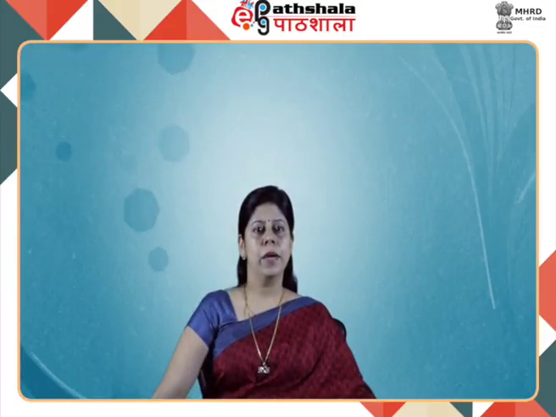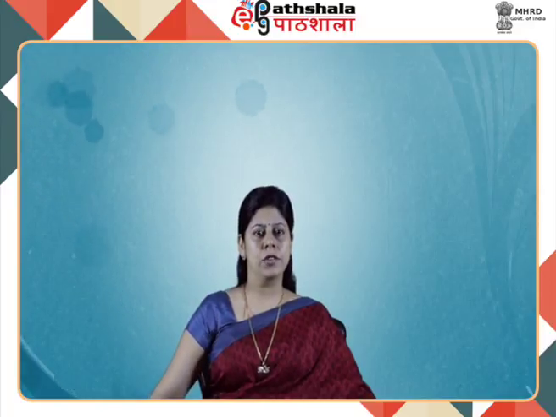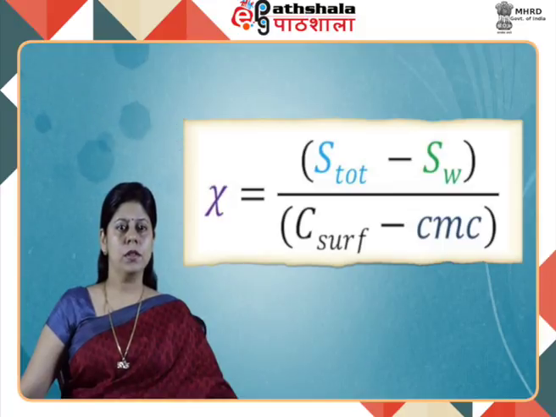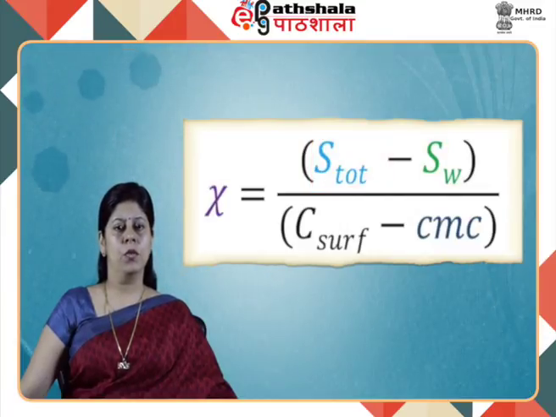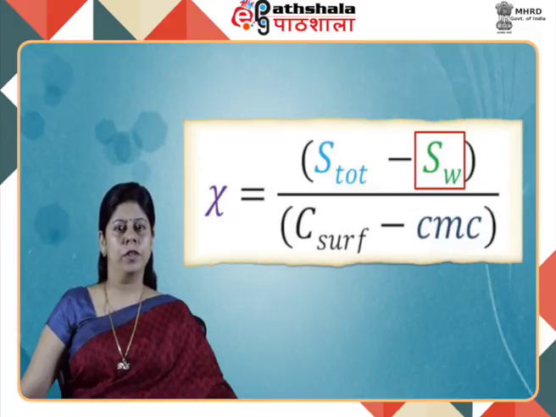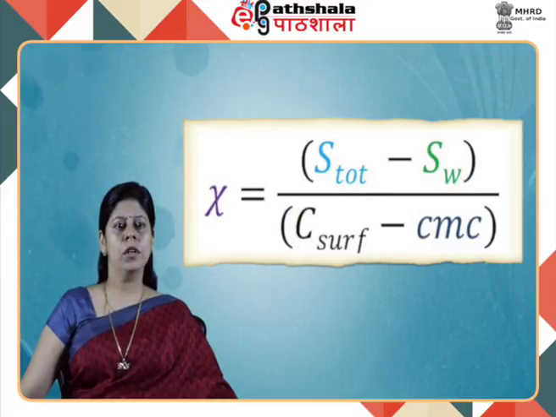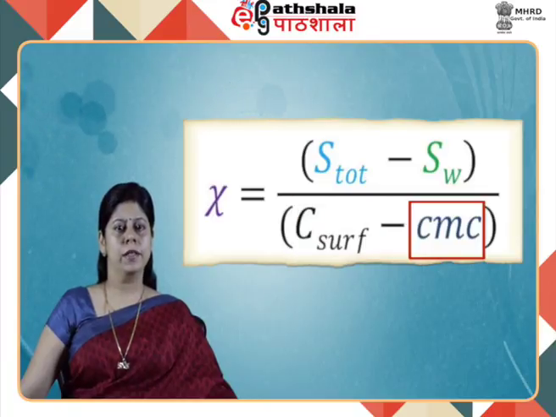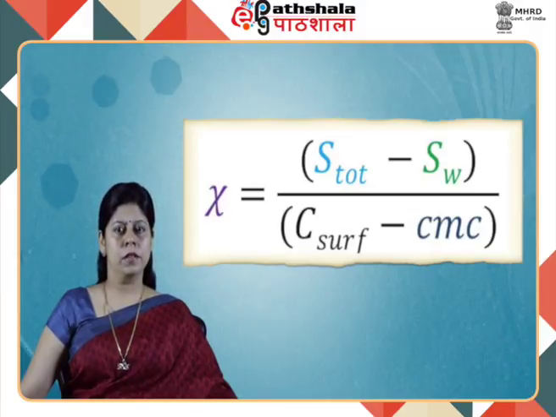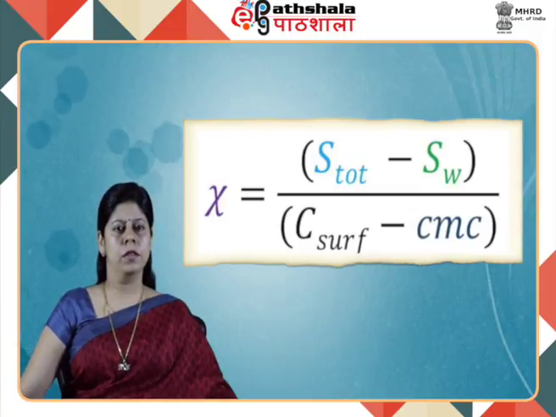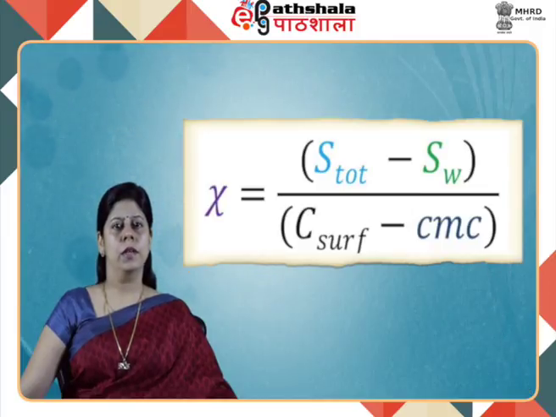It can be calculated based on the general equation for micellar solubilization, that is, X equals S total minus SW divided by C surfactant minus CMC, where S total is the total drug solubility in surfactant solution, while SW stands for the solubility of the drug in water. C surfactant is the molar concentration of surfactant in solution, and CMC is the critical micelle concentration. The term C surfactant minus CMC is approximately equal to the surfactant concentration in the micellar form, and therefore X is equal to the ratio of drug concentration in the micelles to the surfactant concentration in the micellar form.